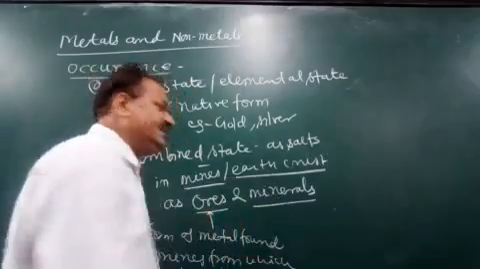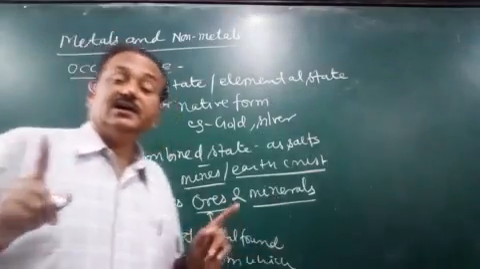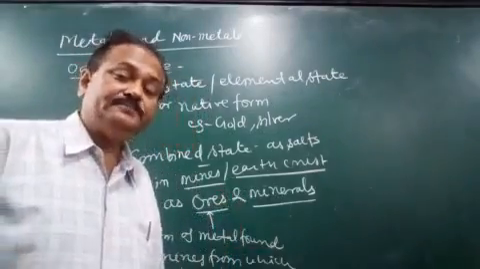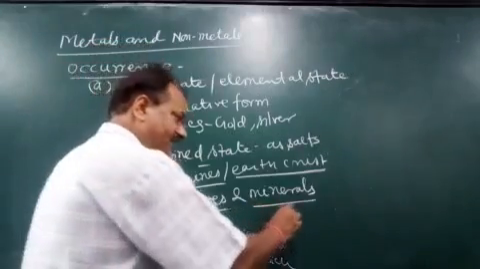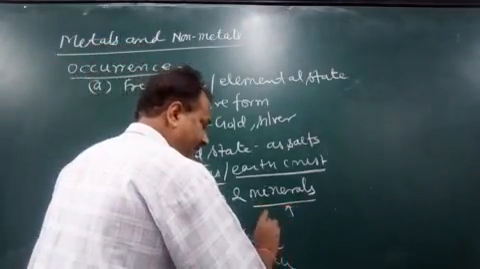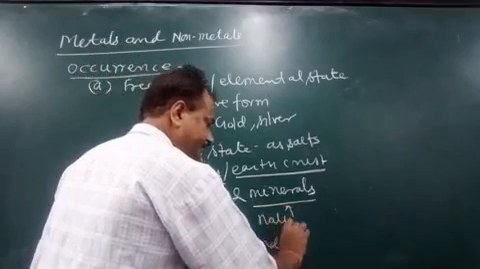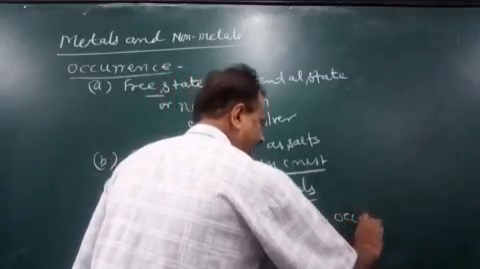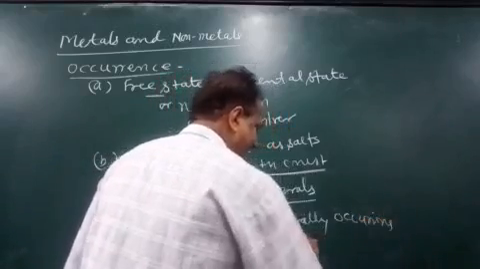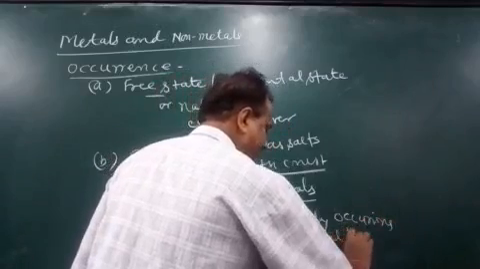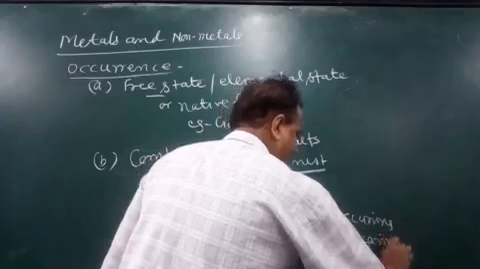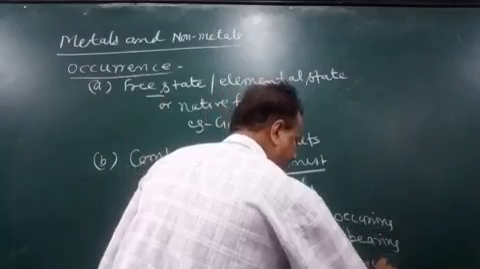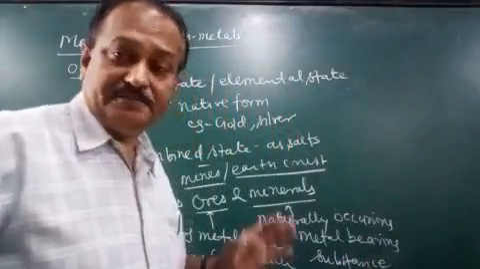Now the other is mineral. Mineral is uneconomical. It is uneconomical to obtain a metal from it. So what is a mineral? We just say a naturally occurring metal bearing substance. So this is about the ores and minerals.